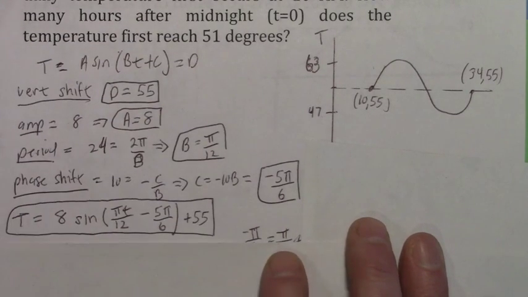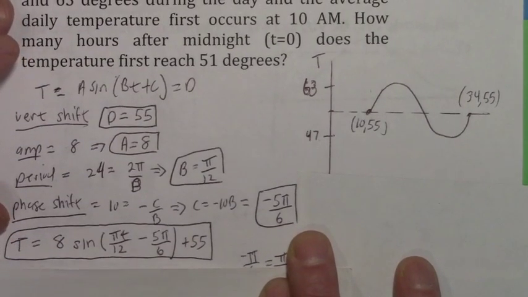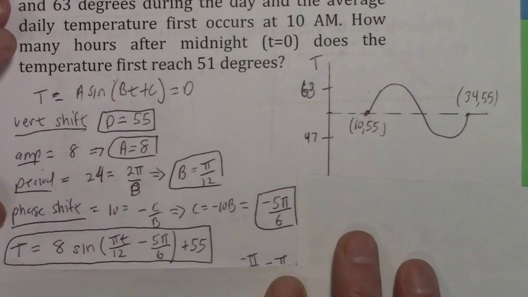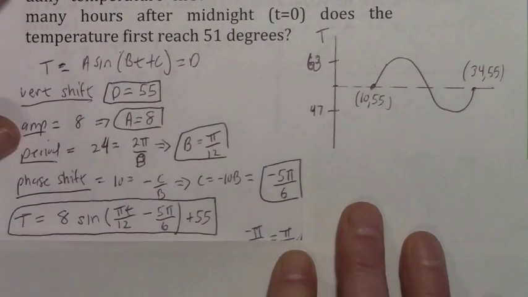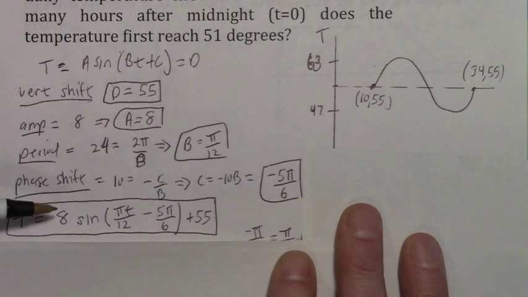Of course, it doesn't even ask you to find the equation. Let's go back and see what the actual question is. The question is, when does the temperature first reach 51 degrees? In order to answer that question, we have to get the equation, even if it doesn't ask that. Now that we have the equation, how do we find the time when it first reaches 51 degrees?